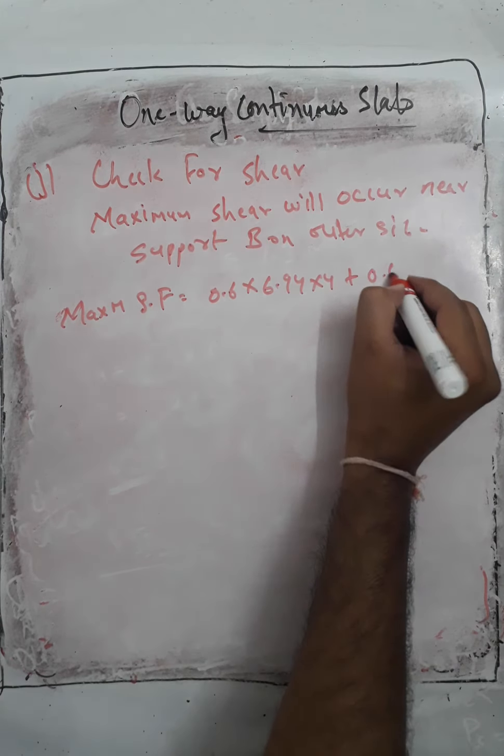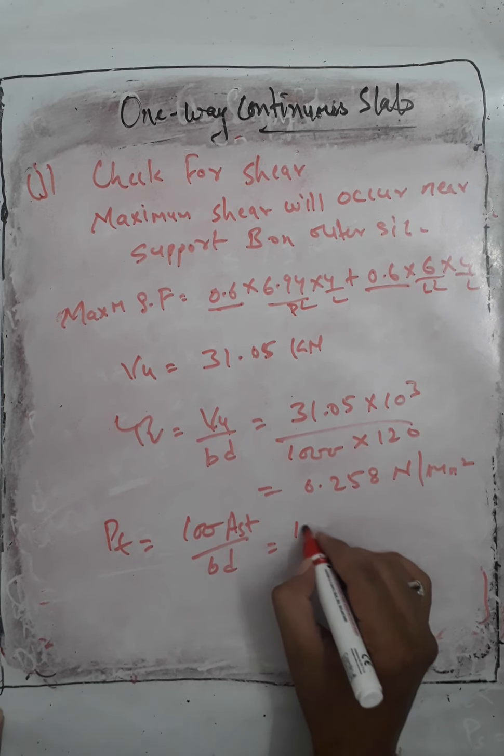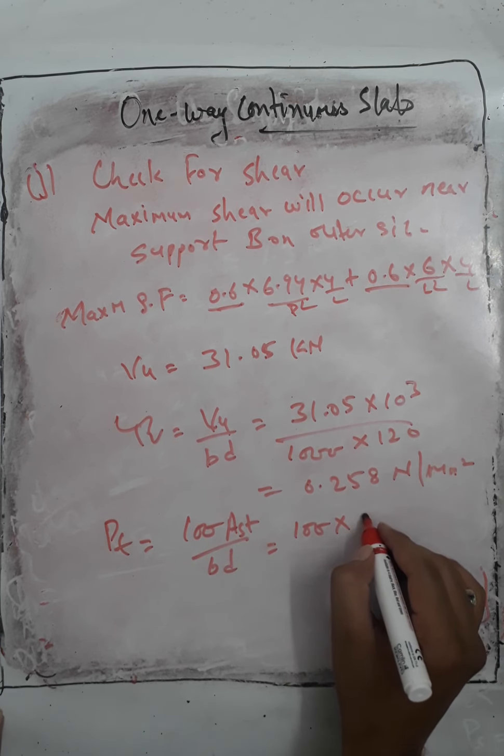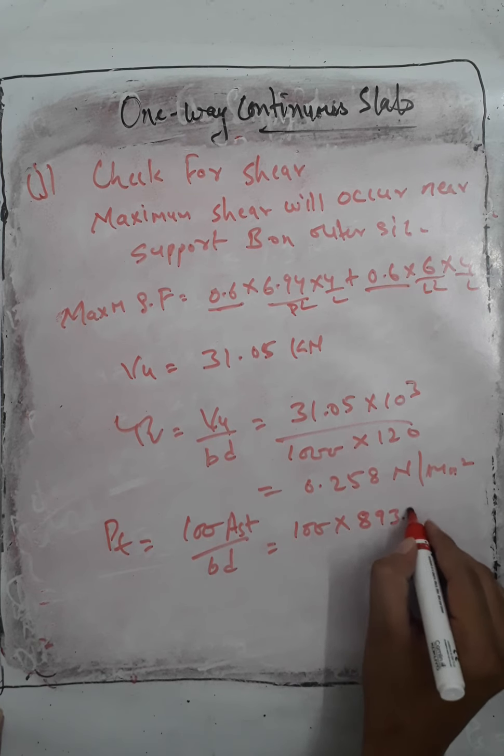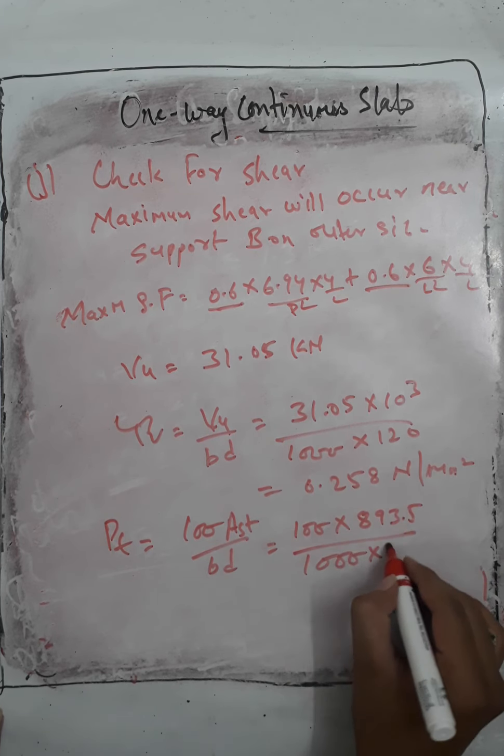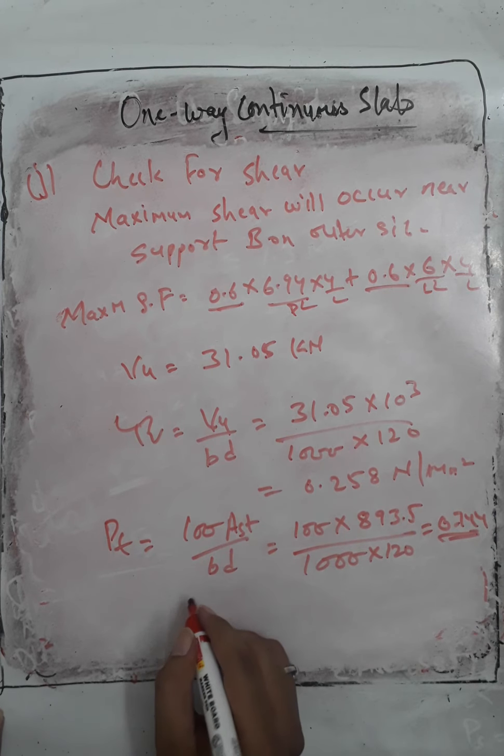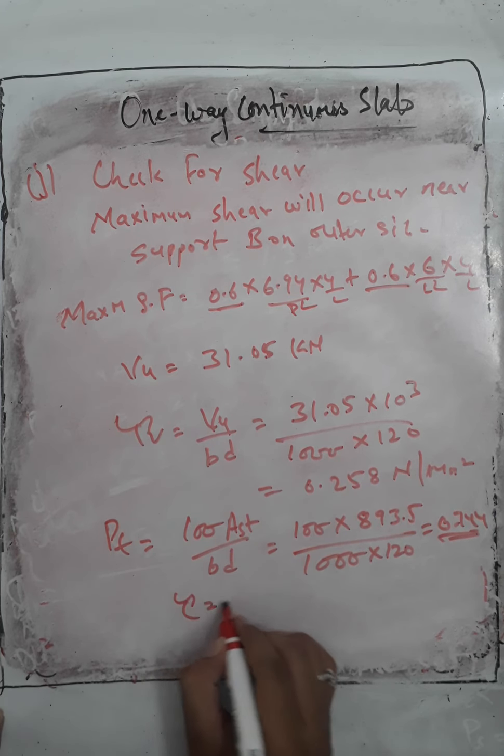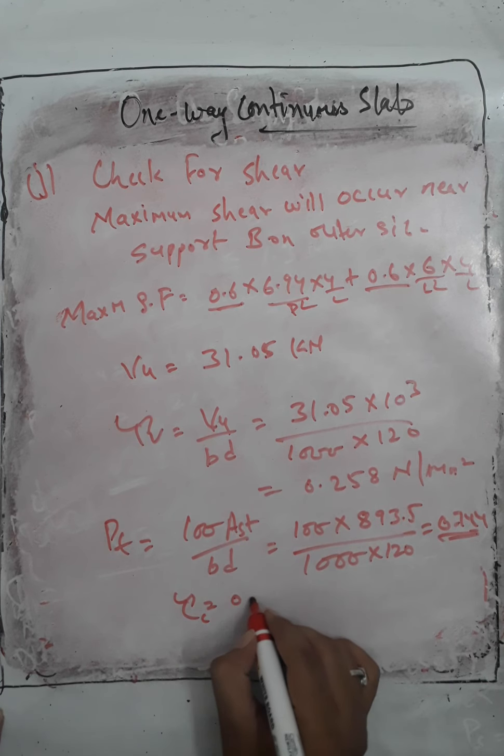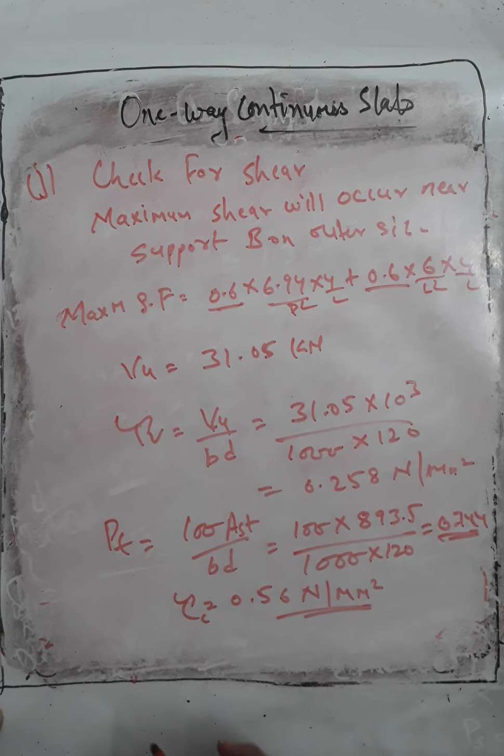So you find first PT, so 100 AST upon BD, 100 into AST 893.5 divided by 1000 into 120, you got 0.744%. Okay, and for 0.744% tau C value is 0.56 according to table of tau C value.